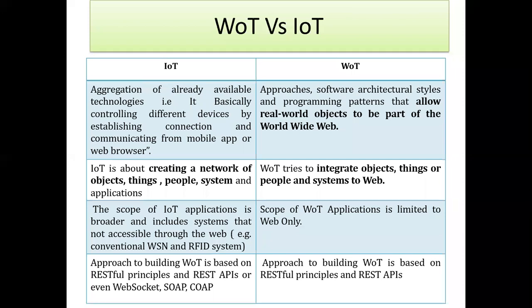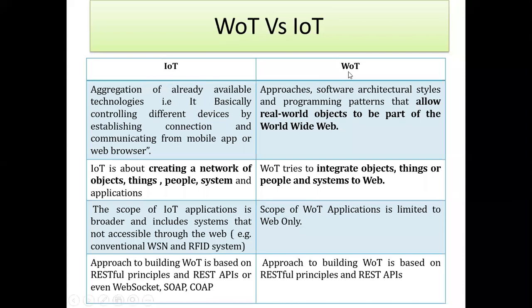So there are two pillars for the IoT and the WoT. Before that, we are going to see the difference between the WoT and the IoT. Here, in the IoT, we know that it is basically controlling different devices by establishing connections among these devices, or we access the devices using a mobile app or web browser. That means we interconnect the devices and make communication between these devices through a mobile app or web browser.